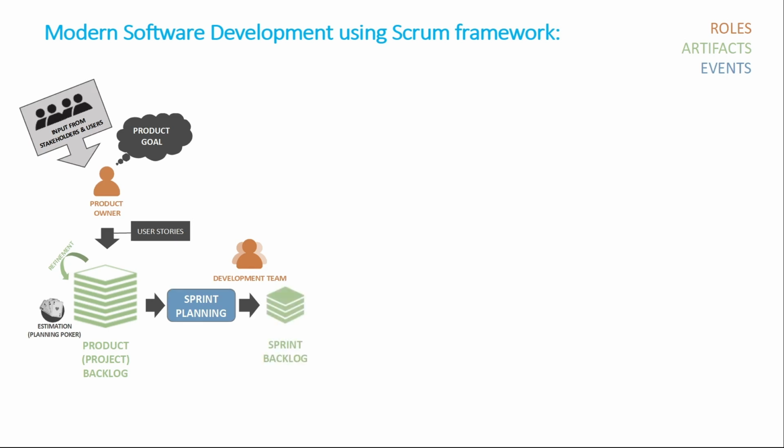The product backlog items selected for the sprint, plus the plan for delivering them, are together referred to as the sprint backlog.